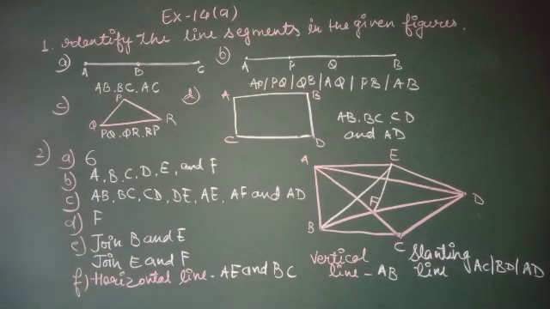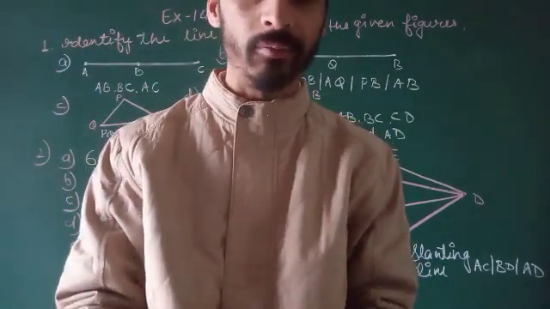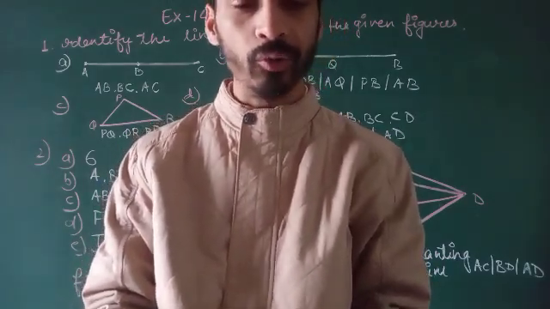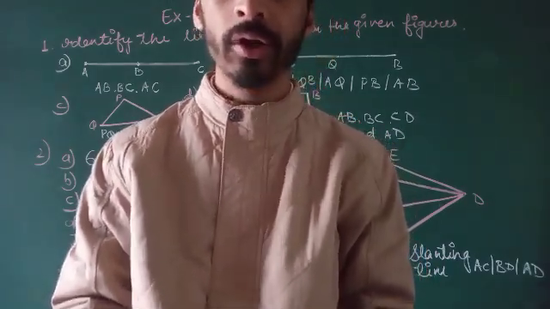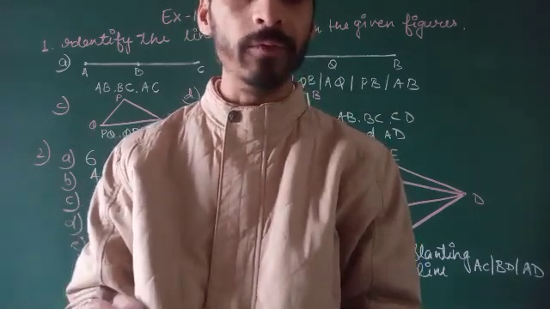Now the next question is question number 3. You have to fill in the blanks in question number 3. I will tell you, and you have to fill in the book and do it in your fair copy. Question number A, a dash has only one end point.